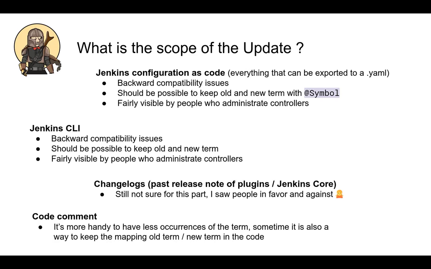And changelog, there has been a discussion in the Google group. I'm not sure that there is an agreement. Maybe I missed the right meeting on that. So it's mostly the release, not the Git changelog, because some people asked. It's about the release note of the plugin, for example, if there is a release note that is 5 years old with old terminology, do we change them or not? Do we change the past or not? It's something that is not decided yet, I think.